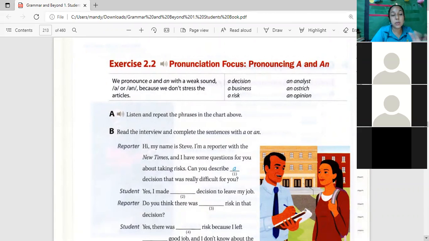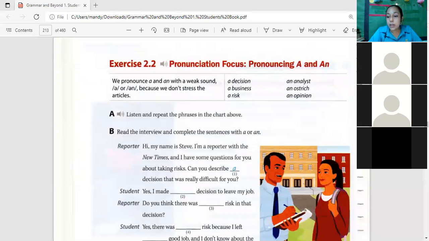And in some cases, it depends on the word that we have, when we join with another word. So we say a decision, a business, a risk, an analyst, an ostrich, an opinion. In that case, we join these two words. An opinion, an ostrich, an analyst. It's similar to pronouncing only one word. You don't separate them. You say them together: an analyst, an ostrich, an opinion. And it's easy.